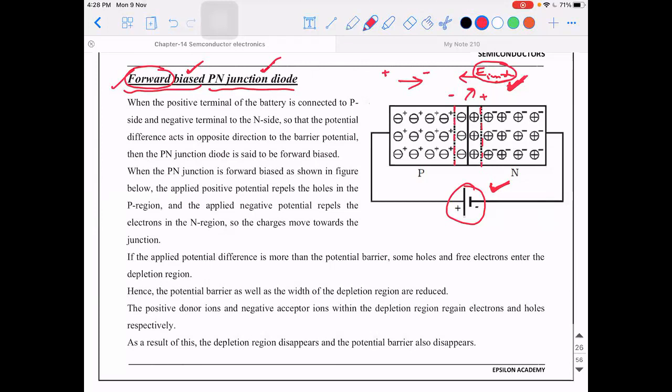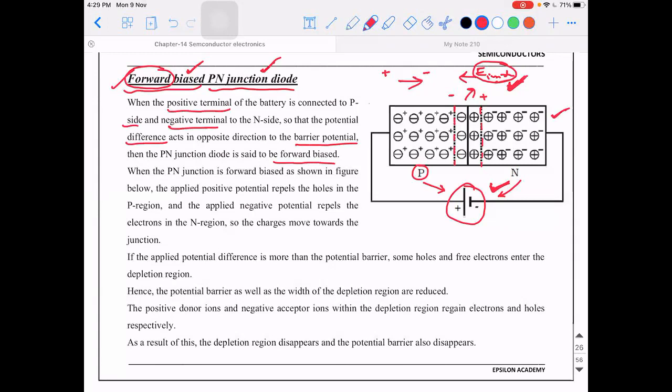That is why if you take a P-type semiconductor and connect it across the positive terminal, and you take N-type and connect it across the negative terminal of the external battery, then this kind of biasing is called forward bias condition. Okay. So when the positive terminal of the battery is connected to the P side and the negative terminal is connected to the N side, what will happen? The potential difference acts in opposite direction to the barrier potential. Then the PN junction diode is said to be forward biased.